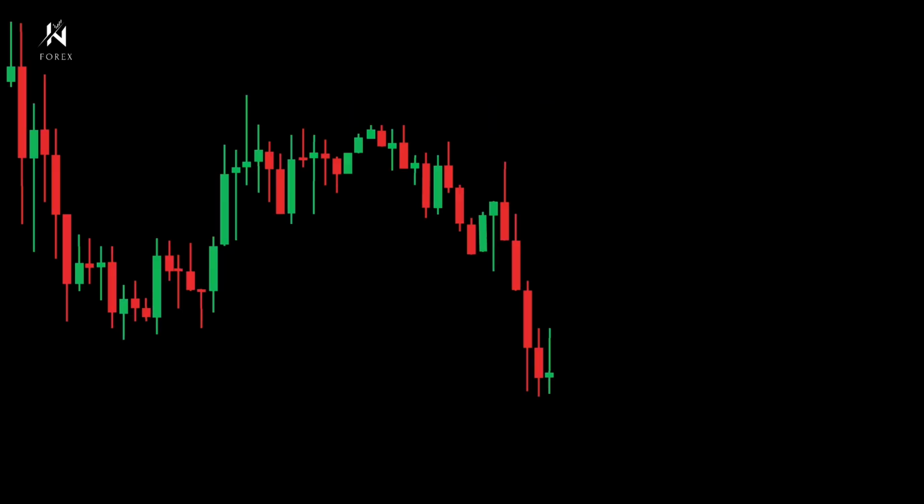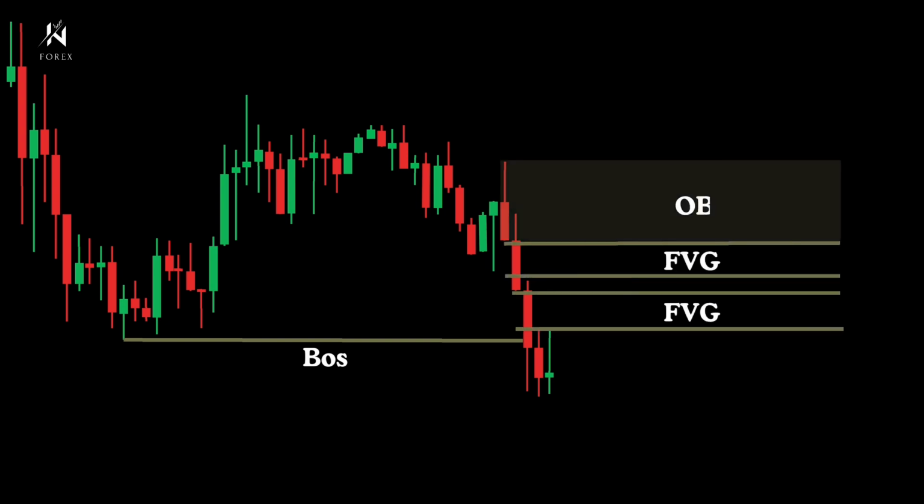Let's walk through a real chart example. We're looking at the EUR/USD pair on the 1-hour timeframe. The most recent impulsive leg broke below a key level, signaling strong bearish sentiment and increasing the probability of continued downside. This movement resulted in two fair value gaps, and we've highlighted the candle that initiated these imbalances as our order block zone.